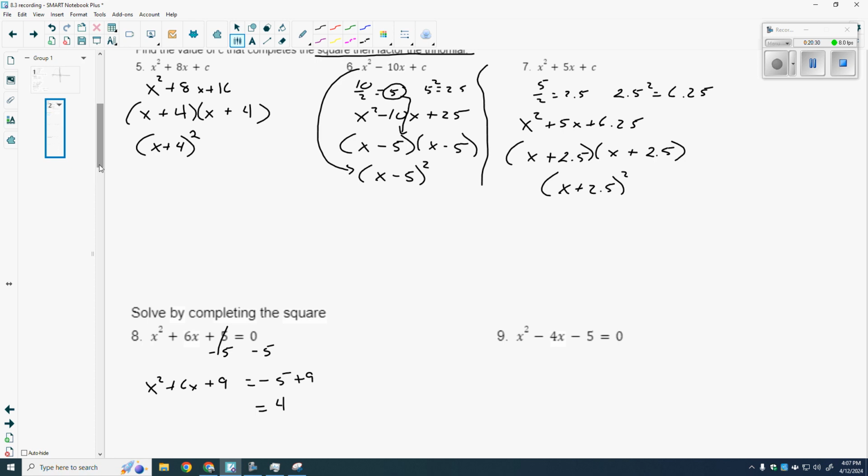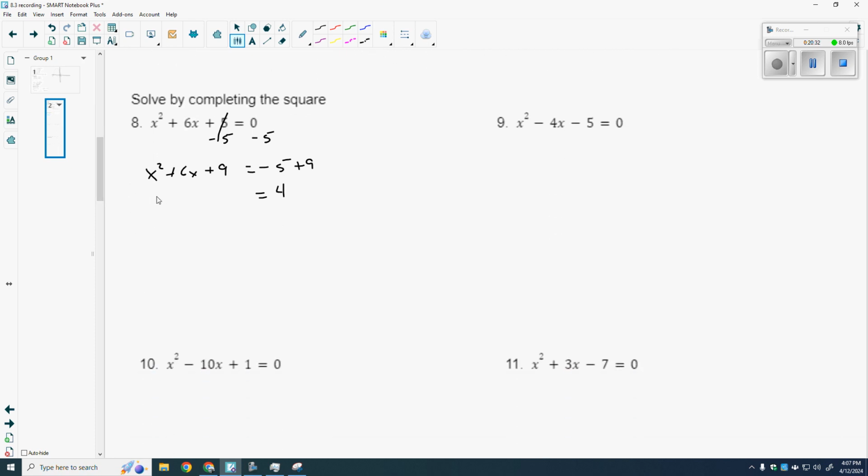This side here factors into x plus 3 times another x plus 3. How did I know that so fast? Because remember, that number there divided by 2 tells me this number. 6 divided by 2 is 3. That number there is the same. That's 3. Whatever sign is here is the same sign in both places. This can be written as x plus 3 squared.